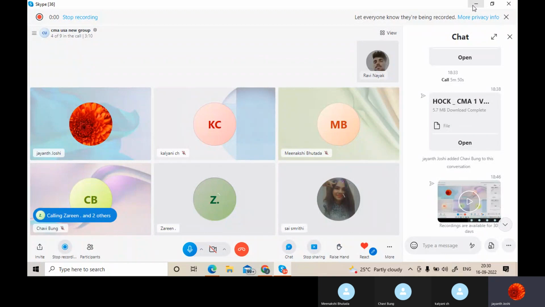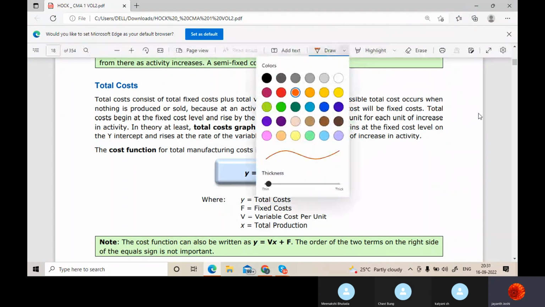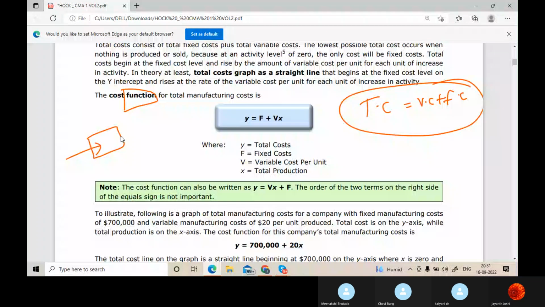So yesterday we stopped here at total cost, if I'm not wrong. So I said total cost is nothing but variable cost plus fixed cost. Okay. So now there is a cost function. What do you mean by a function? Function is like, suppose let's say this is a machine. You give input to this and this will give you output. So function is like that.